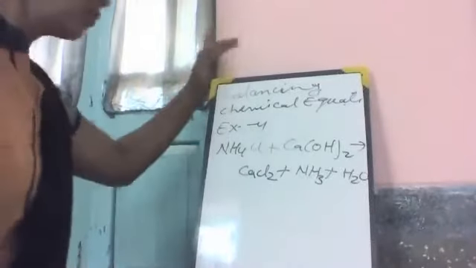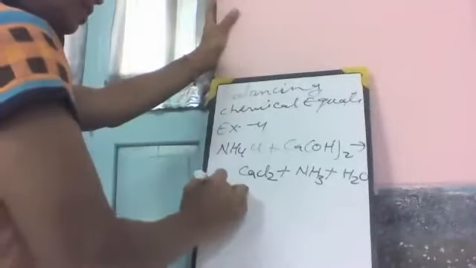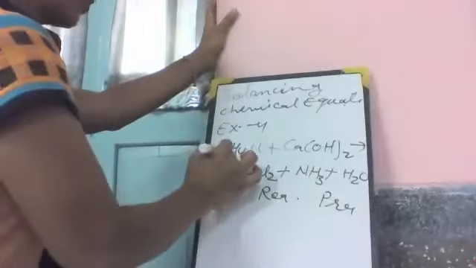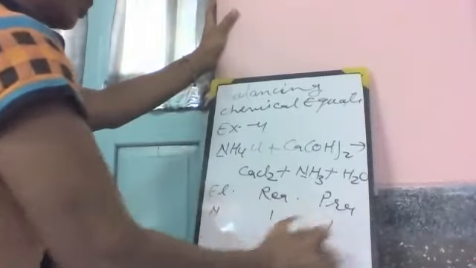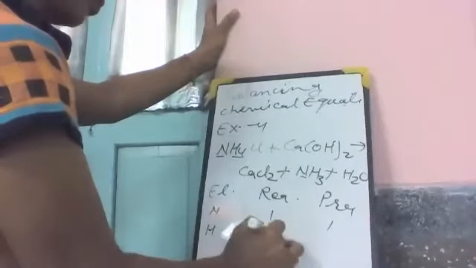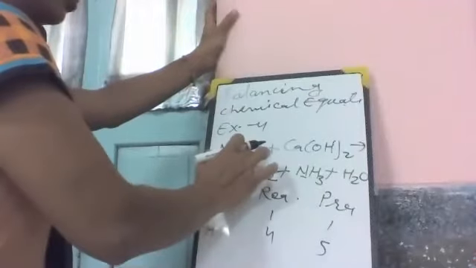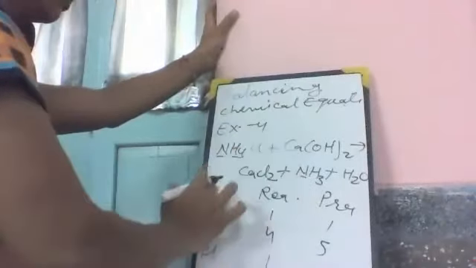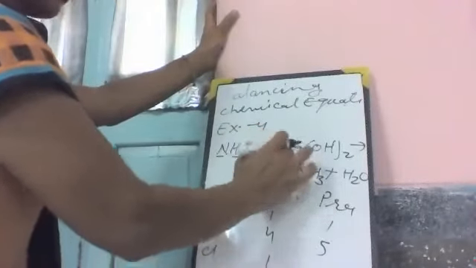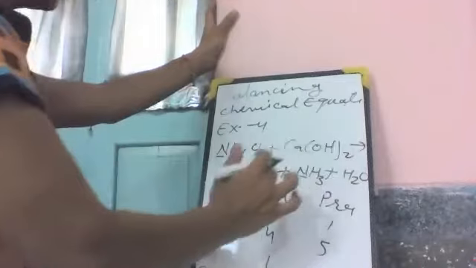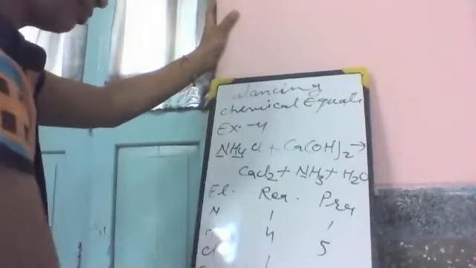To balance this, first see the elements in the reactant and product. The number of nitrogen here and here is 1 and 1. Hydrogen is 4, and here it is 5. Chlorine here is 2, and calcium is 1 and 1. Oxygen is 1 and 1.